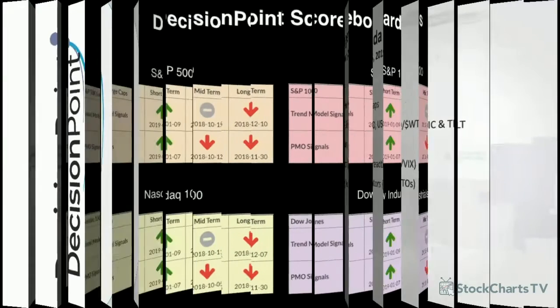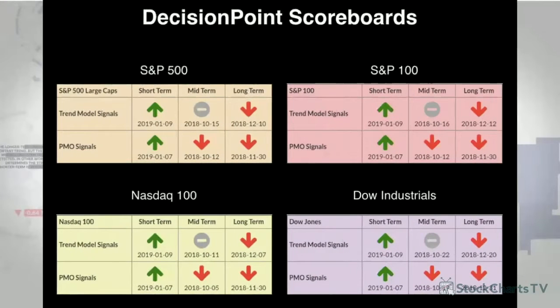All right, let's start off by looking at the DecisionPoint scoreboards. As you can see, short term, we're still looking at green buy signals. Intermediate and long term don't look quite as good. Just as a refresher, the trend model signals for the short, mid, and long term are all found on the daily chart. These are dependent on the crossovers of the 5 and 20 day, the 20 and 50 day, and the 50 and 200 day EMAs.